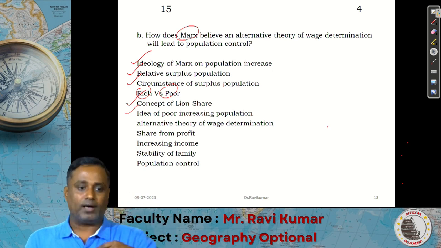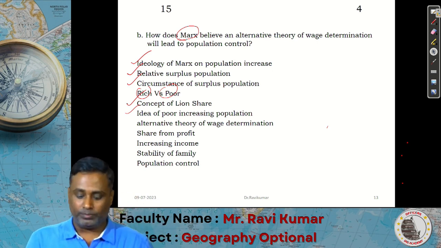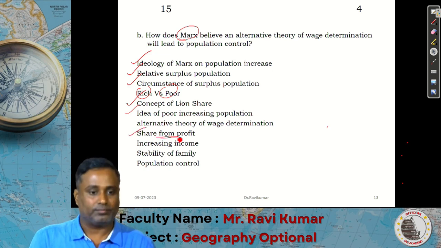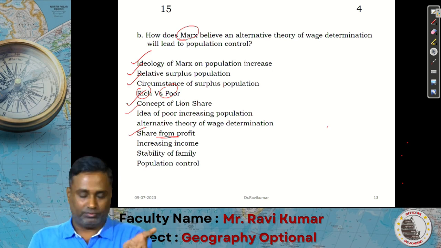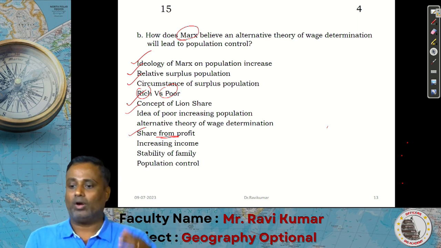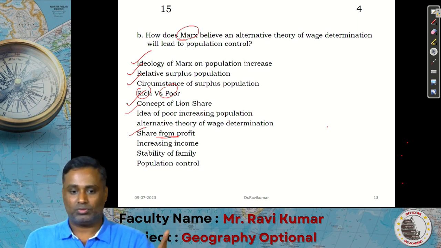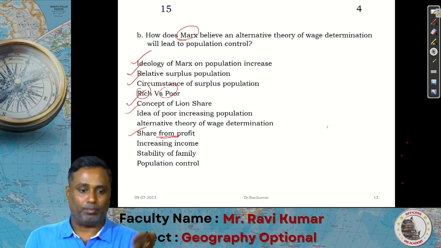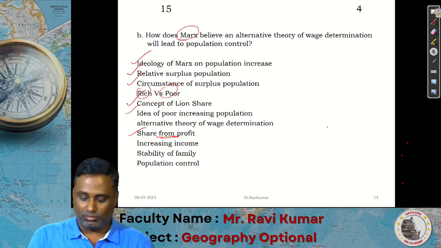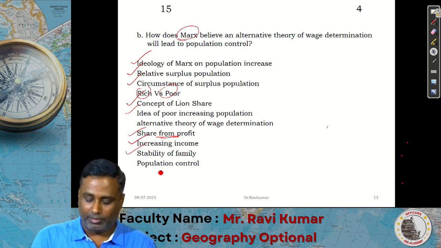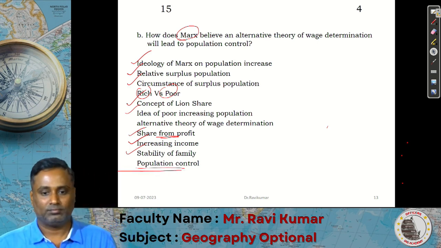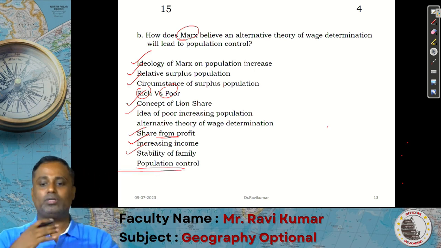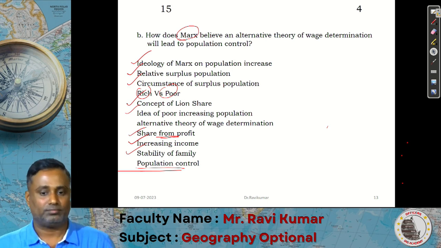So now Marx gives an alternate way of determination. How? Share from the profit. The idea of socialism: when a share from the profit is given to the labor, they will not increase the labor force. So population growth will start to reduce. So with increasing income and stability in the family, population control will come. So it is the same story, but we have to reorder based on what the question demands.